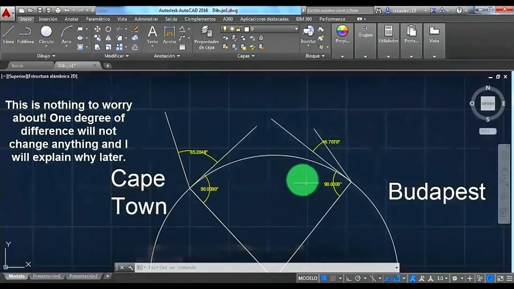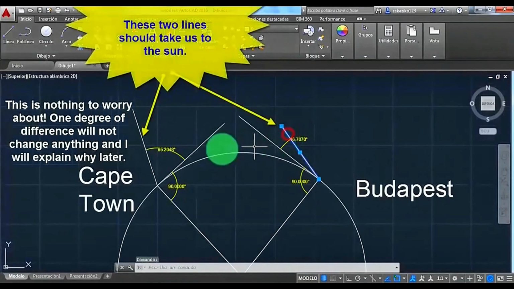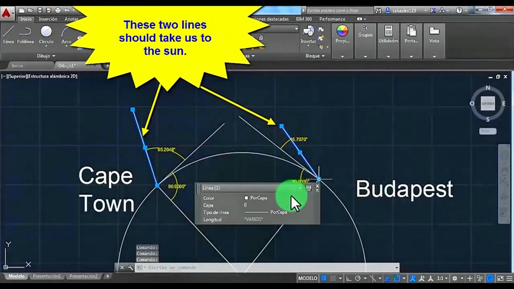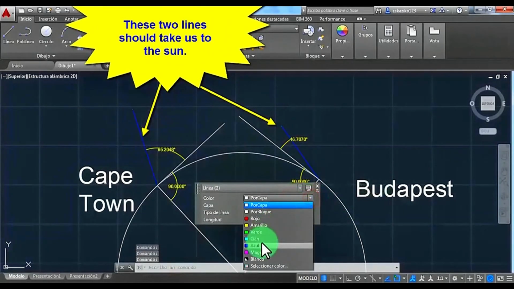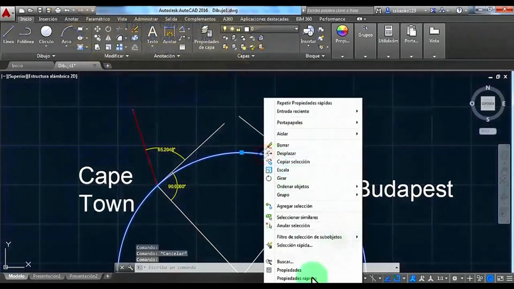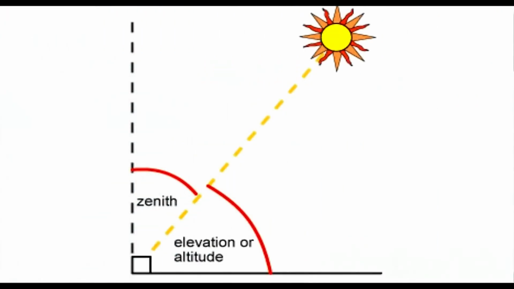This is nothing to worry about, by the way. 1 degree of difference will not change anything, and I will explain why later. Now I am just changing the colors of the lines so as not to get confused. And by the way, if we follow these lines, they should take us to the sun. Take a look at this image.